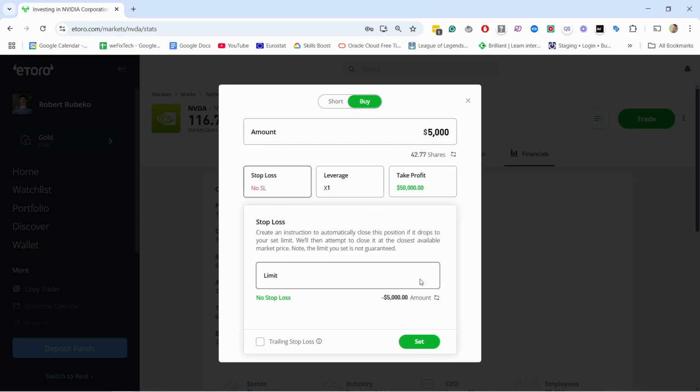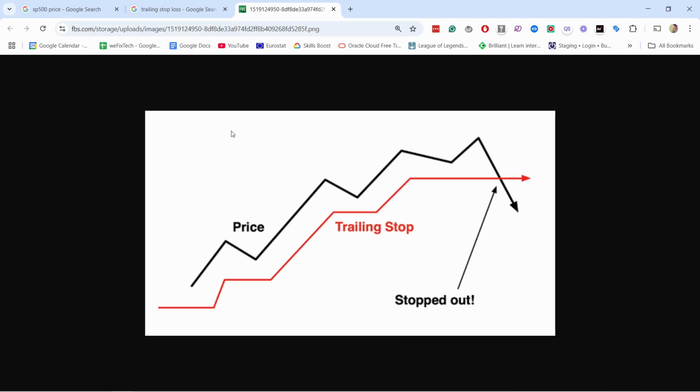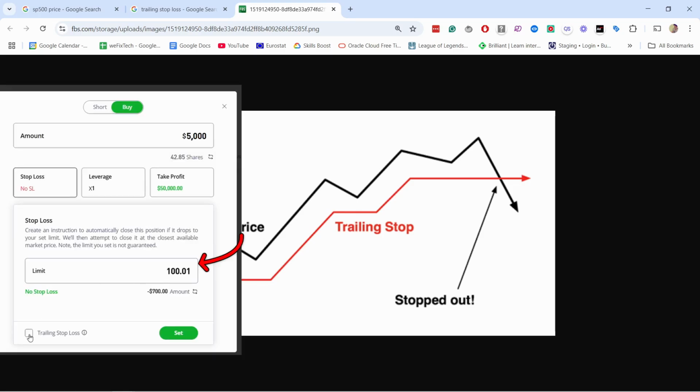So we talked about the limit just now. So let's say $100. When it reaches this, then it will sell the stock automatically. And then you have the option to set the trailing stop loss. And trailing stop loss is like the stop loss we just set. However, the difference is that the trailing stop loss will always follow the latest peak. So let's say you set the trailing stop loss here. Let's say it's $100 here.